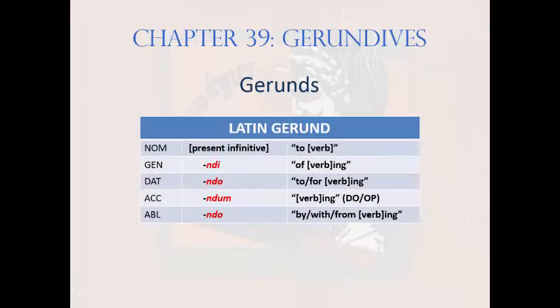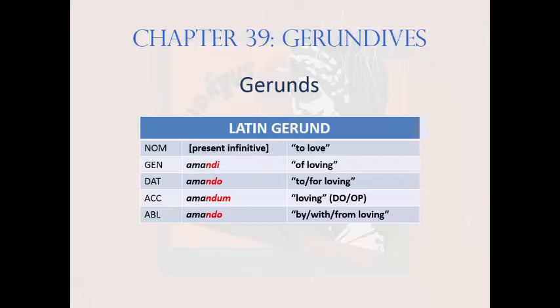Here's a chart showing how the Latin gerund is formed. The nominative uses the infinitive, the genitive ends -ndi, the dative -ndo, the accusative -ndum, and the ablative -ndo, the translations of which are obvious. To verb, which is used in place of the missing nominative verbing, of verbing, to verbing, and so on. Here's an example of a Latin gerund declined in the oblique cases, that is, from genitive to ablative. Amandi, amando, amandum, amando, meaning of loving, to or for loving, loving as direct object or object of certain prepositions, by, with, or from loving.